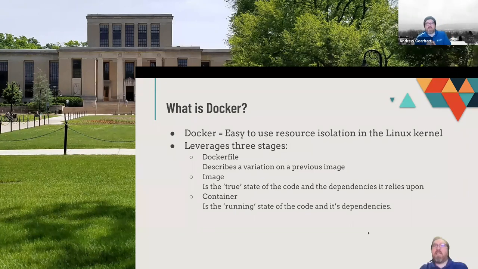So you start out with some image, you mutate it a bit with a Docker file. Once you have that Docker file mutating things, that produces an image. Then that image is portable across different systems. And then when you actually go to run it, you generate a container, and that's the running state of the code and all the things that are hooked in together with it.